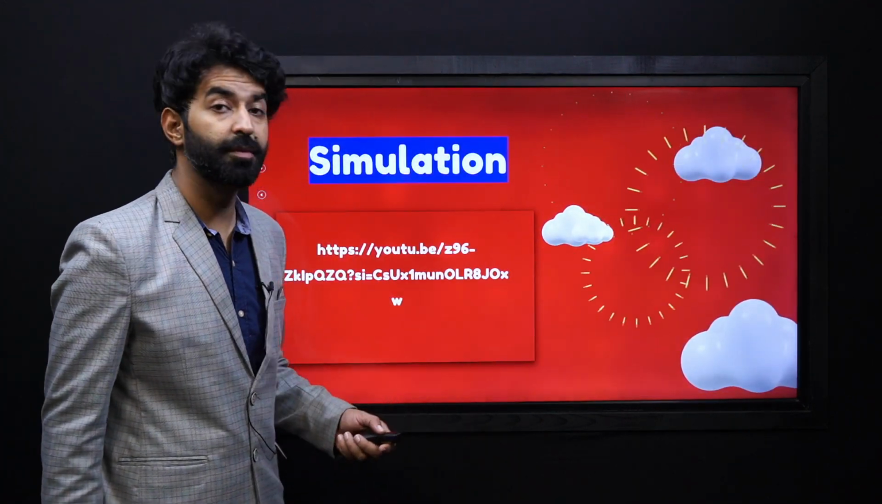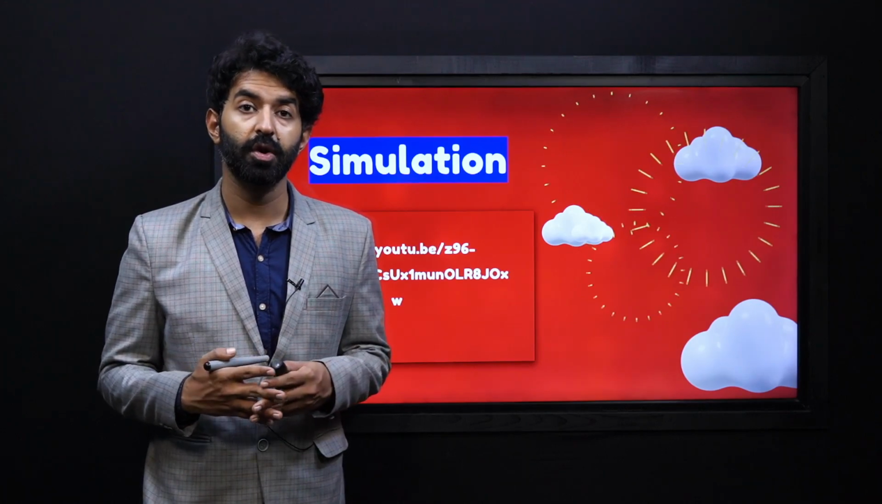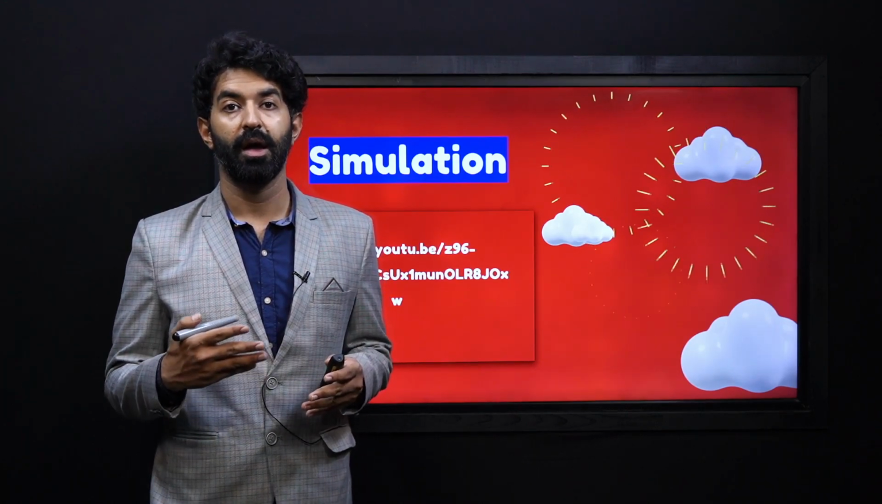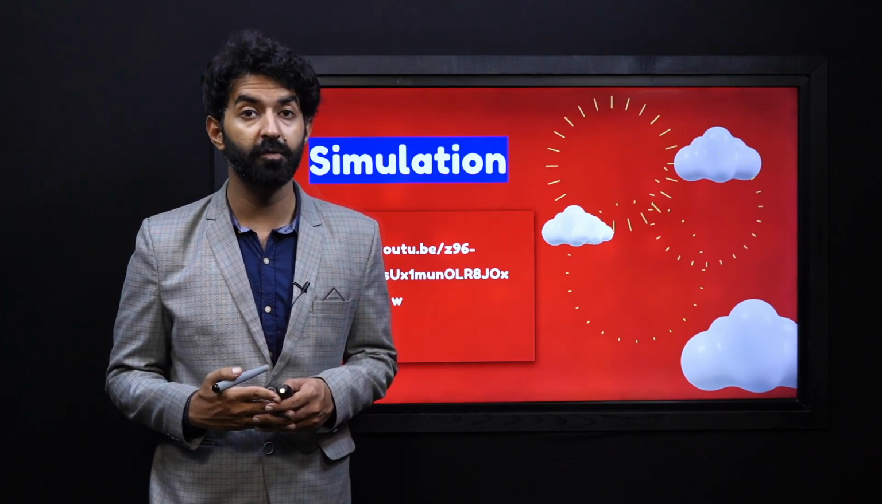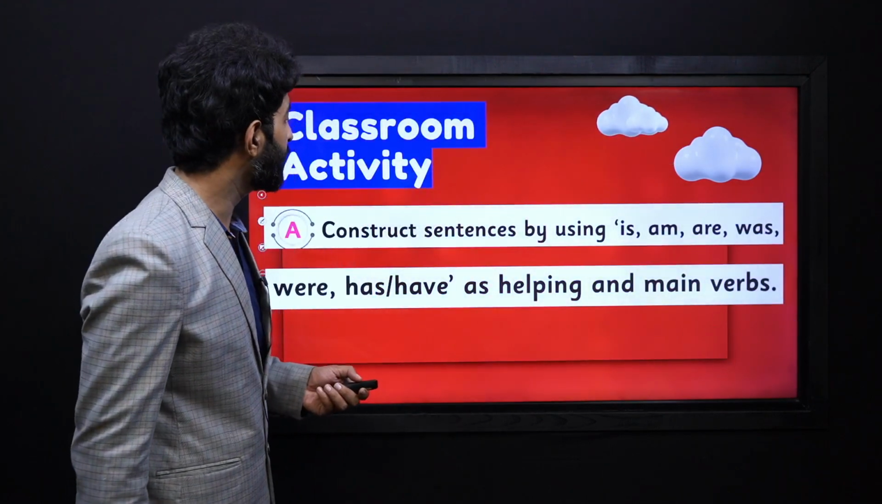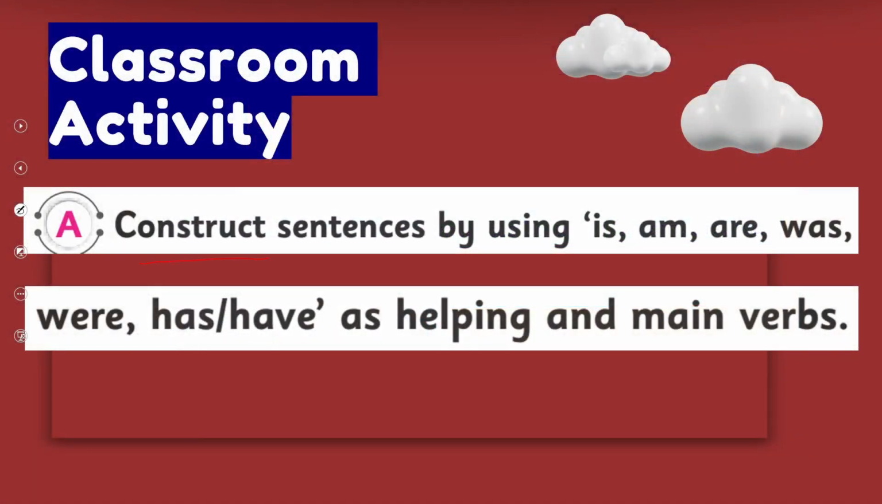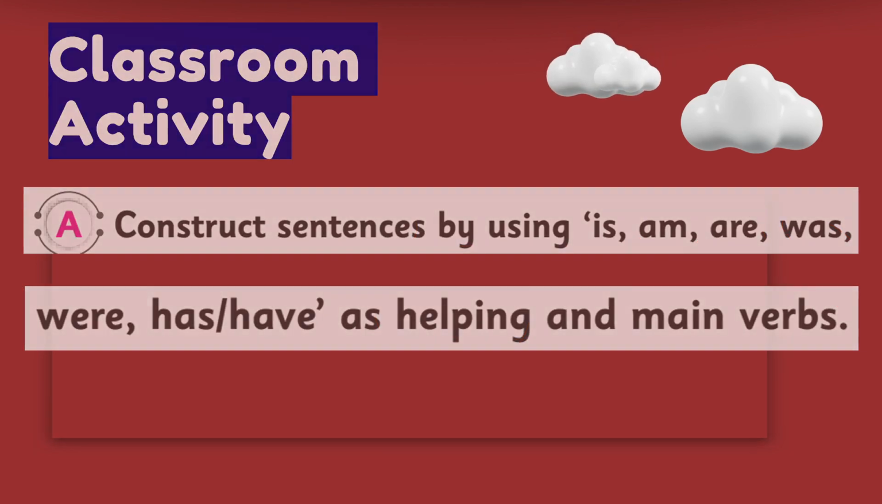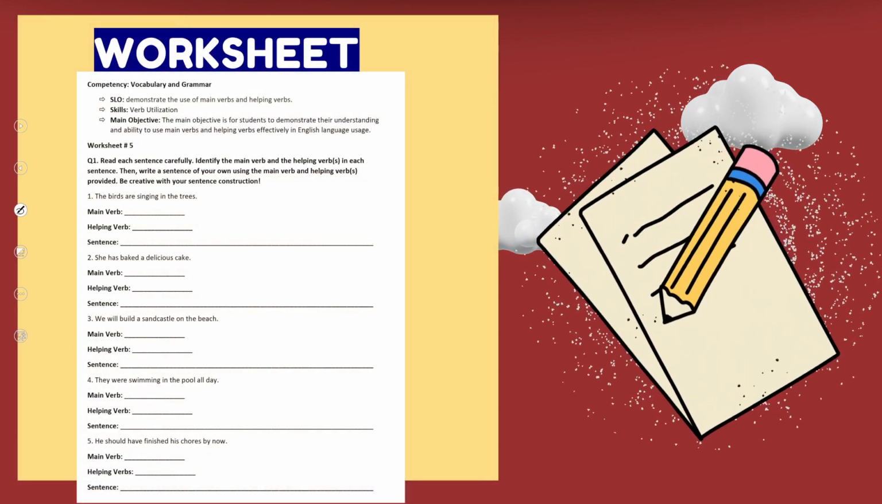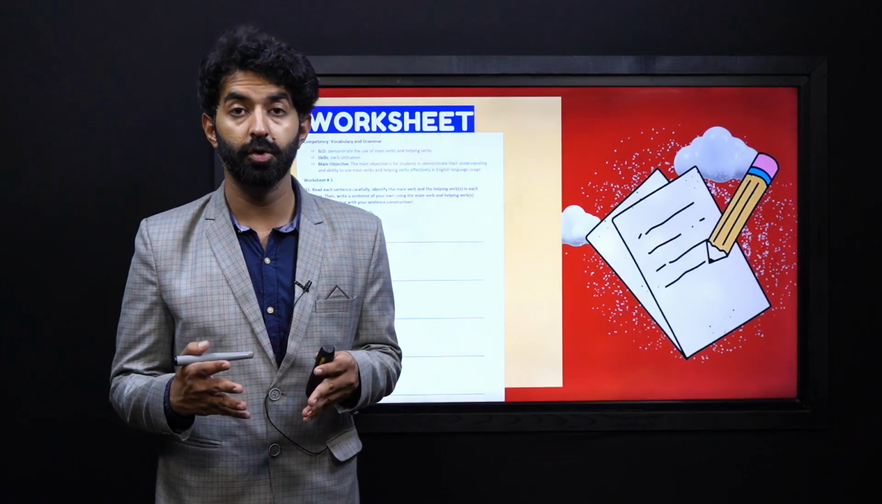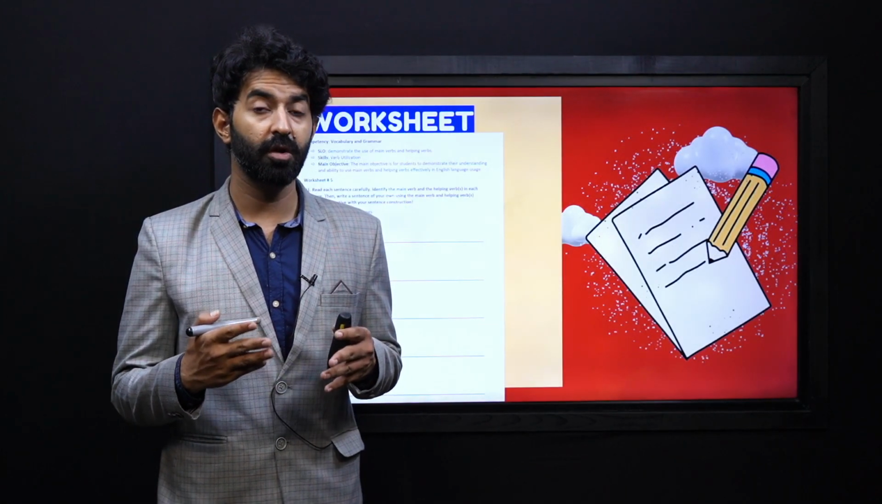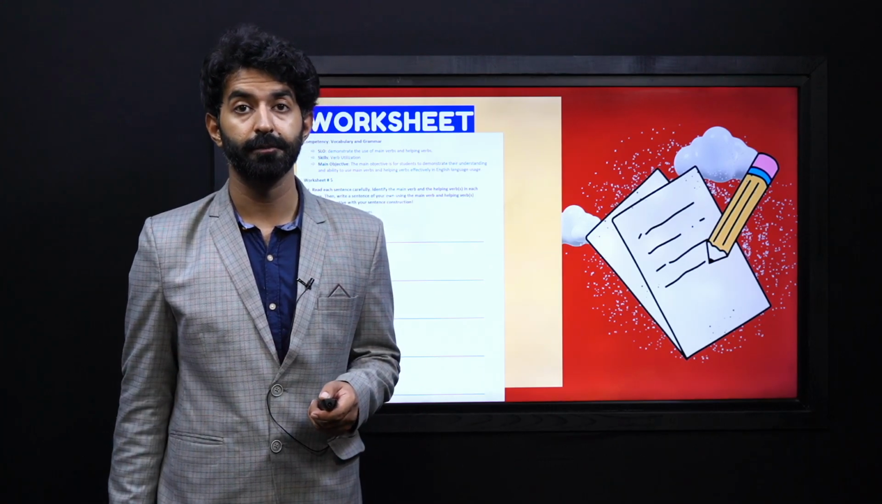Now, here is your simulation video that you can watch later to understand more about auxiliary verbs being used as our main verbs. For your classroom activity, you have to construct sentences by using is, am, are, was, were, has or have as helping and main verbs. So this will be your classroom activity. Here is a worksheet that will be handed over to you by your instructor or teacher, and you have to solve it to enhance your understanding.